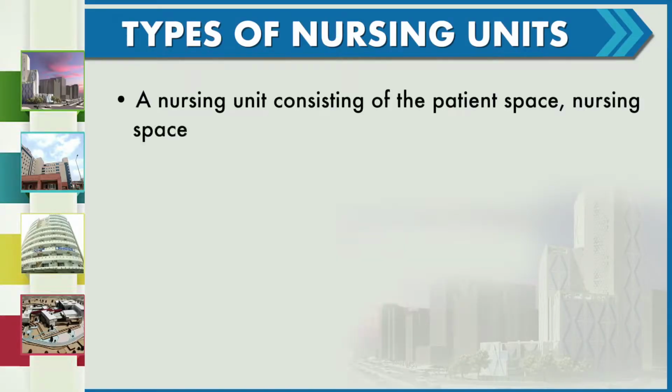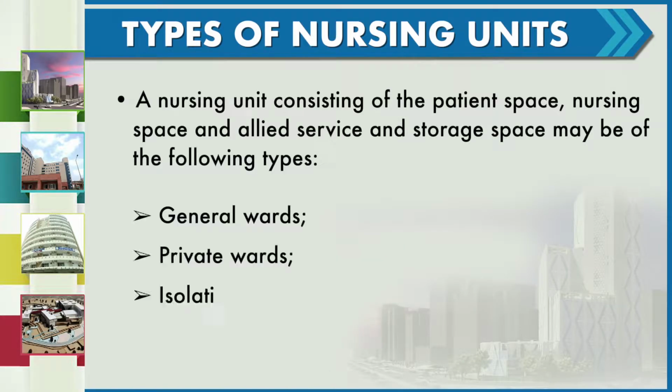Types of nursing units. A nursing unit consists of the patient space, nursing space and allied service and storage space, and may be of the following types: general wards, private wards.